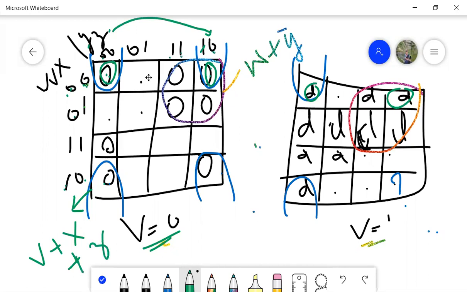Done. Now what else should we simplify? We have to simplify the remaining zeros. I have only one 0 left out, which is this one. But I can also combine this 0 with this to form a pair. I cannot form a quad because I don't have any values over here.